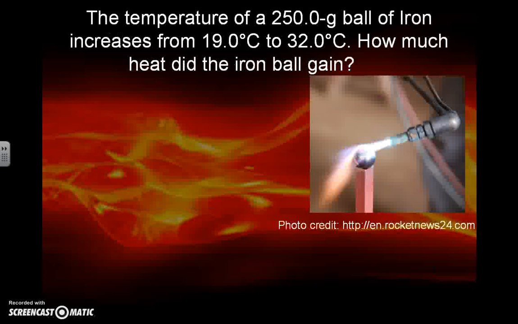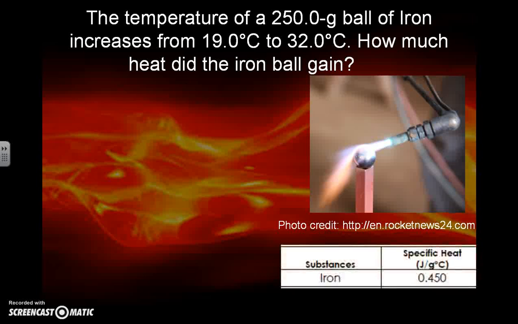So let me show you a couple where that happens. Okay, so on the right we have a steel ball, or sorry, an iron ball that is being heated up by a torch. It's 250 grams and its temperature increases from 19 to 32 degrees. How much heat did the iron ball gain? Okay, so here we go. Here's how you would solve this problem.